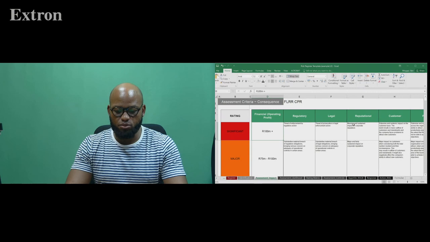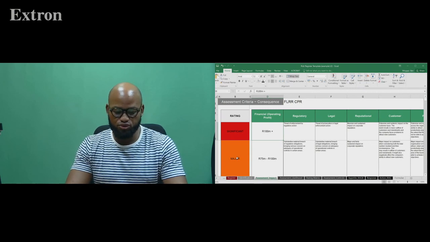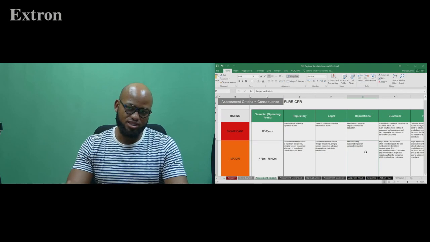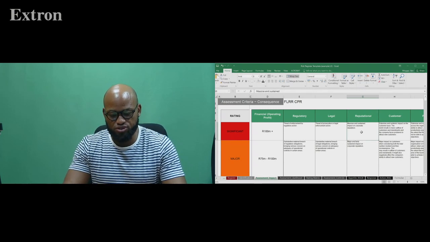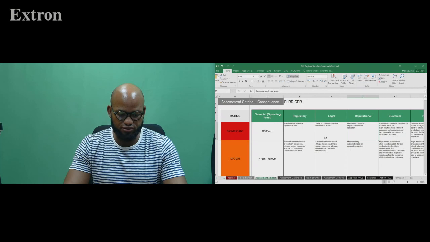However, maybe from a reputational perspective, maybe we don't think that it's a significant risk for some reason, we think it's a major risk. Although in this example, I think it's fair to assume that from a reputational perspective, there's going to be massive and sustained impact on the corporate reputation of Eskom, and it's going to be very difficult for them to recover.